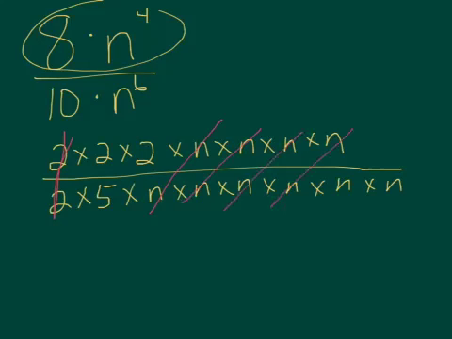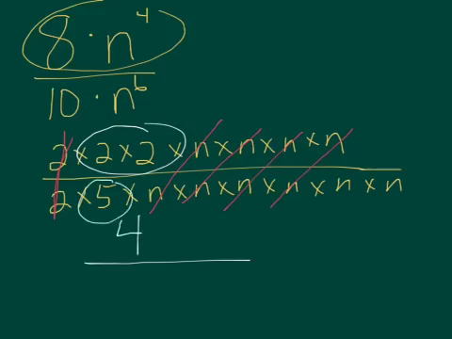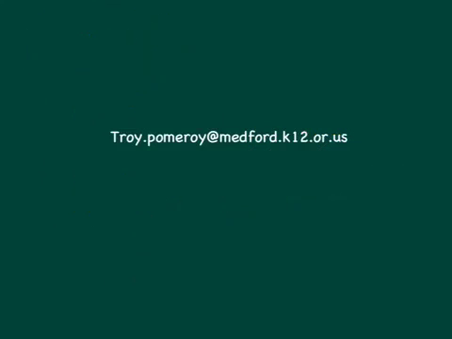So then if I were to look at what's left on my numerator and my denominator, on the numerator I've got a 2 and a 2. And 2 times 2 makes 4. On the denominator I've got a 5. And I've got that times 2 n's, or n to the second power. So that's why the answer on the previous screen was 4 over 5 n to the second power. And that concludes video number 4, dividing exponents.